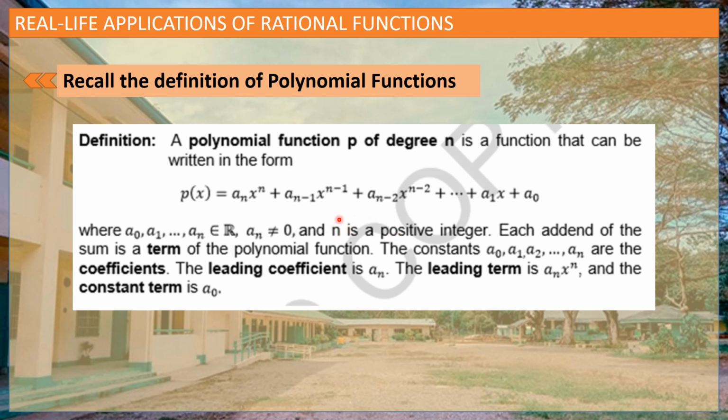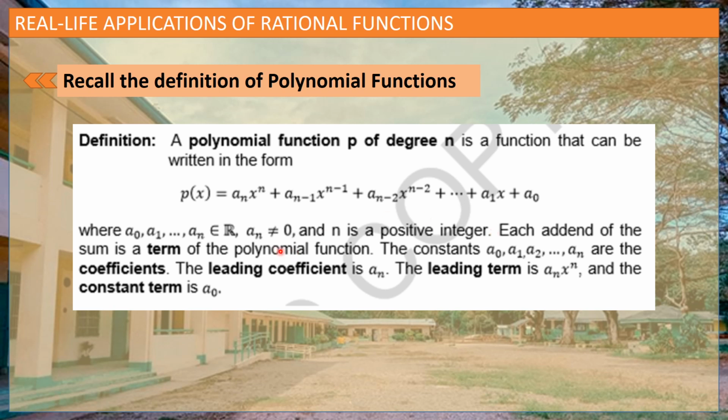Pag sinabi nating n, ito po yung exponent. Dapat daw yung n ay hindi siya negative. Lahat ay puro positive integer. Hindi siya nagiging polynomial function kapag ang exponent natin ay negative. Each addend of the sum is a term of the polynomial function. The constants are the coefficients. The leading coefficient is a sub n. The leading term is a sub n x raised to n, and the constant term is a sub 0.